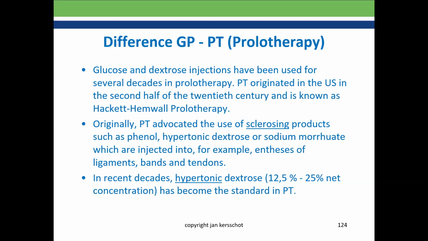That's why when you one day want to combine the glucopuncture with another product, say a local anesthetic or another one, please keep in mind the net concentration must be 5%. So if I would mix procaine 1% with dextrose, I would use an ampoule of 10%, and mix it 50-50, the procaine with the dextrose, because then the net concentration will be 5%.